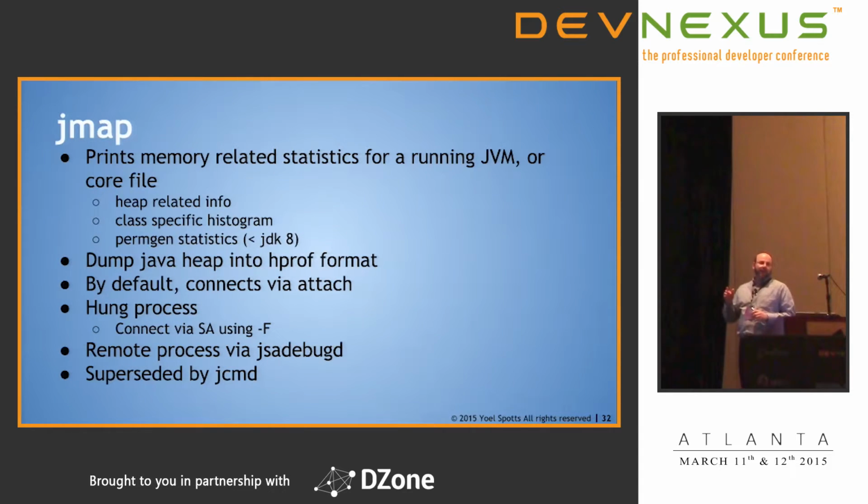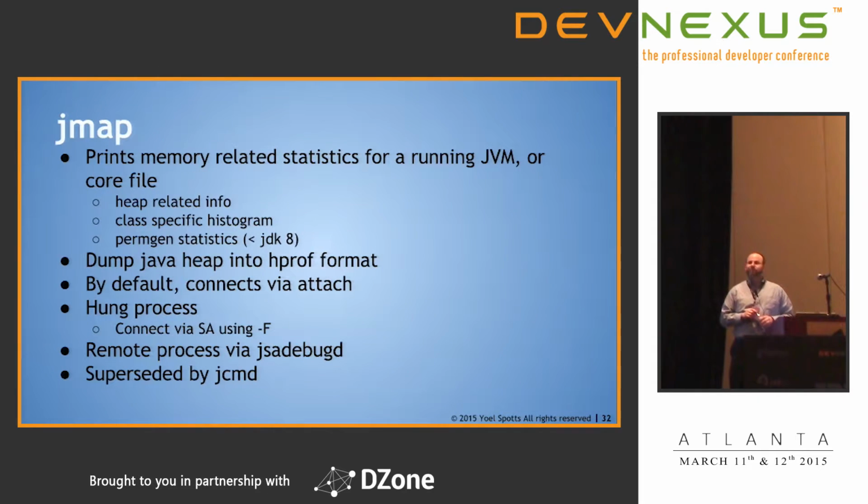Next one I'll look at, and if you were here for the session right before this one, the presenter mentioned jmap, didn't go into it. I was a little bit concerned he was going to steal my thunder. jmap allows you to do a couple of things. Number one, get some memory-related statistics, and number two, to actually create a heap dump, or an hprof, which you can then utilize, or you use that with some other tools.